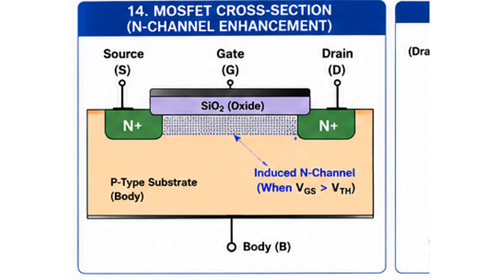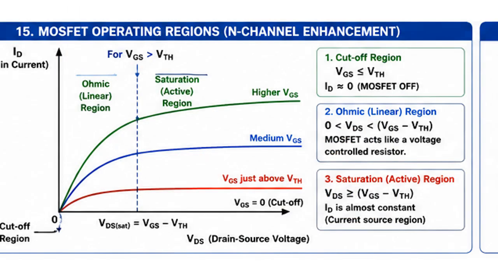To understand what happens inside the device, we need a brief look at semiconductor physics. Silicon in its pure form is a semiconductor with 4 valence electrons. When we introduce impurity atoms with 5 valence electrons, such as phosphorus, we create N-type silicon that has extra free electrons. When we introduce atoms with 3 valence electrons, such as boron, we create P-type silicon that has mobile holes.